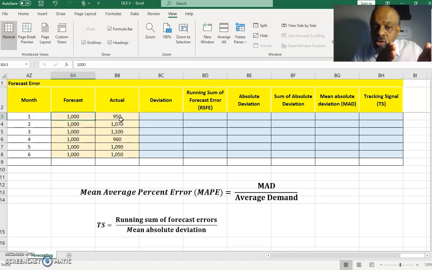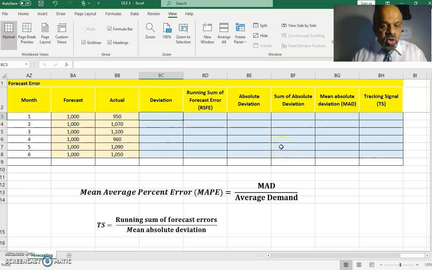To understand this, we are going to look at how to compute the error values. One of the things that is going to tell us the error value is the TS, or the tracking signal. So we're going to calculate the tracking signal. In order to calculate the tracking signal, we need to fill up this whole thing here. So let's look at this.